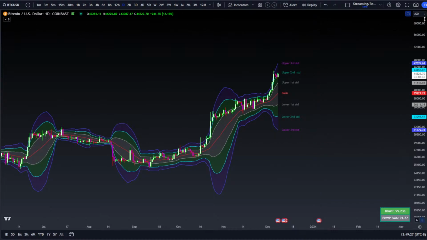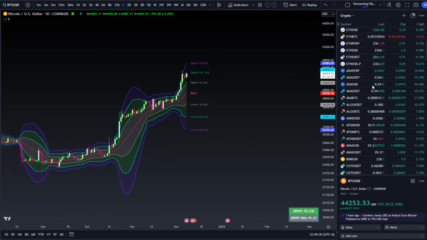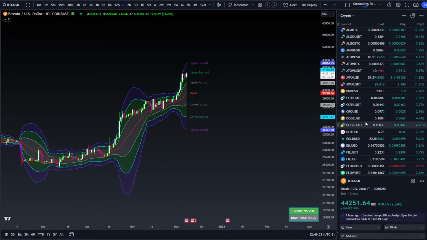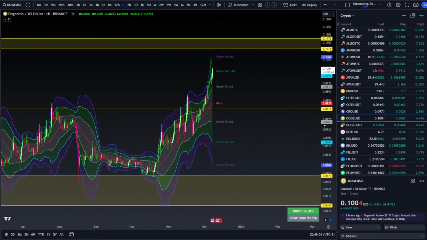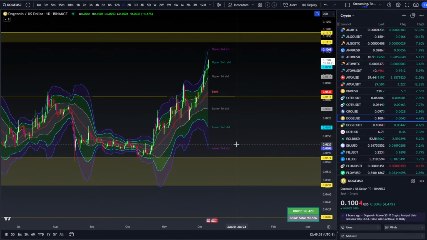Dogecoin. Yeah, we can look at Doge. The doggy coin looks good. I've still got my 11.1 to 11.2 targets up here.